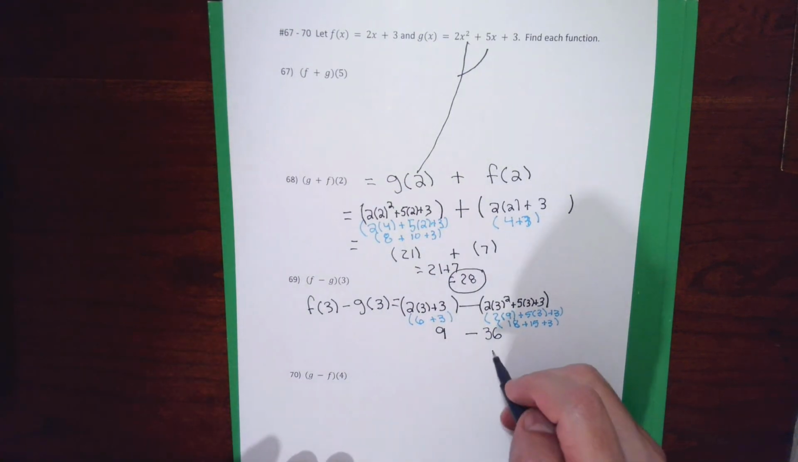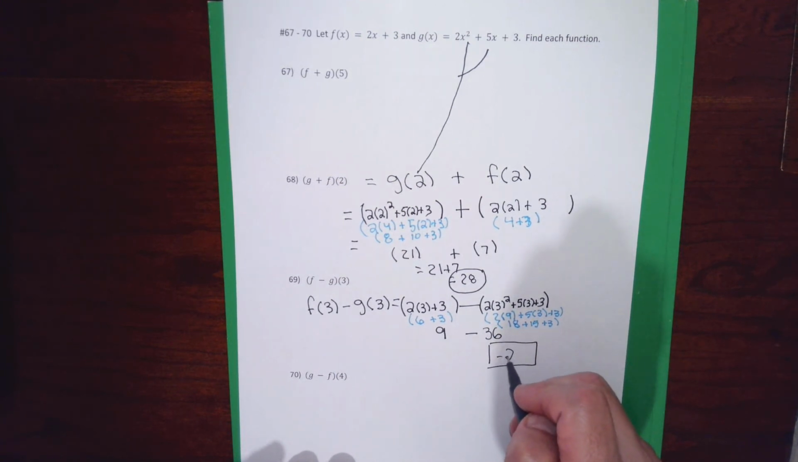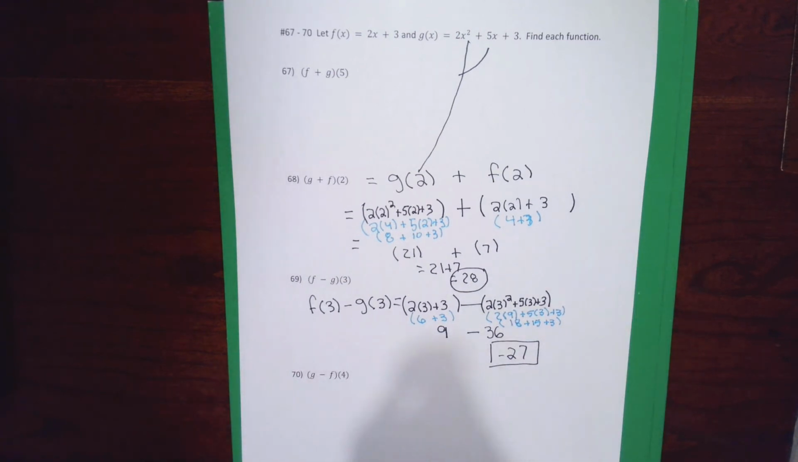And then 9 minus 36. I'm pretty tired this morning, but I still think I could do that without my calculator. I think that's negative 27 for an answer. Let's do another one or two of these.